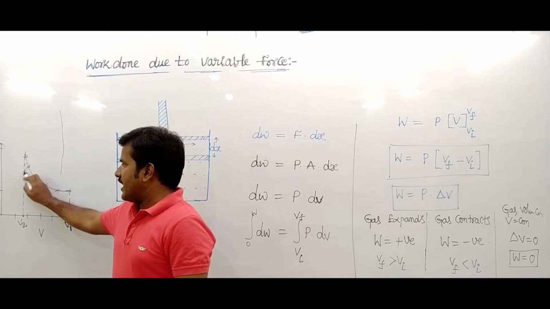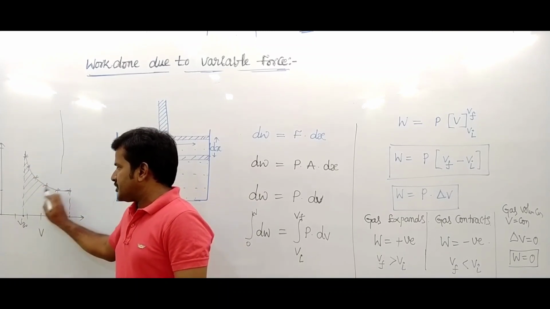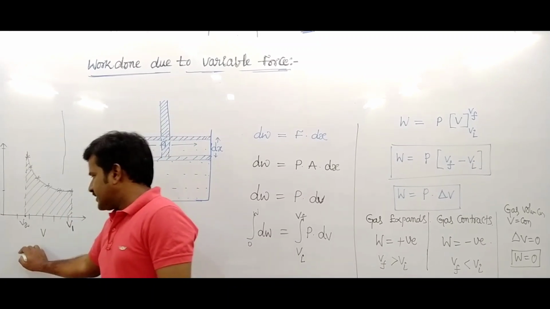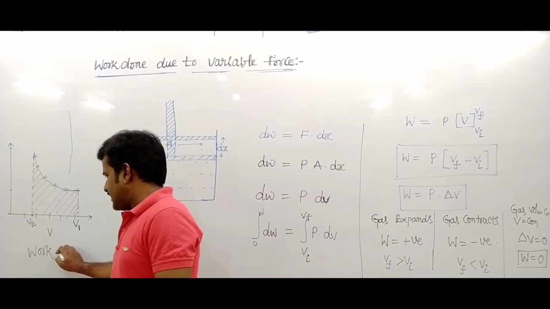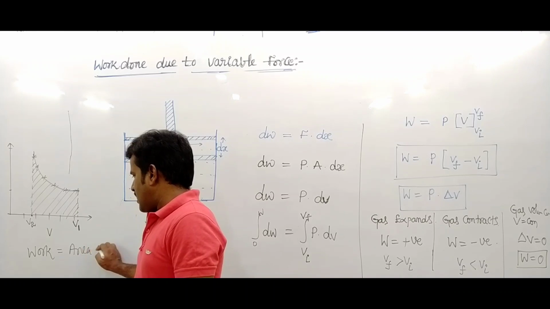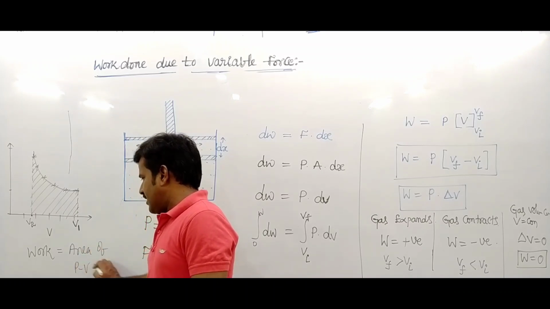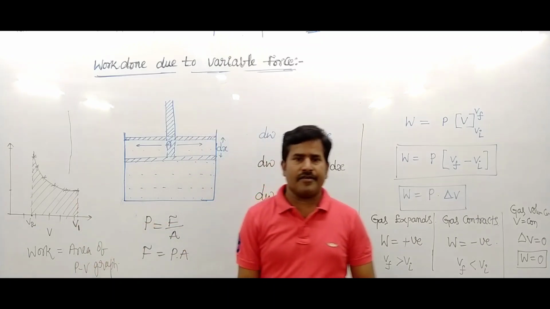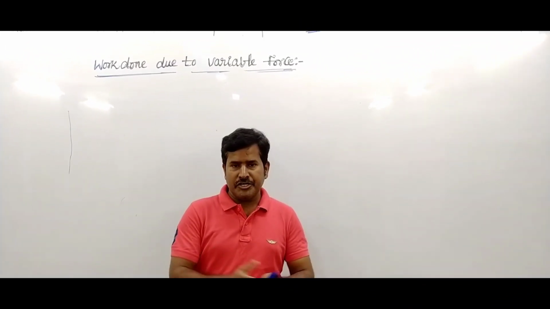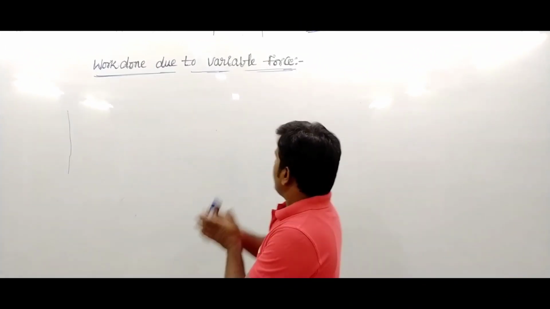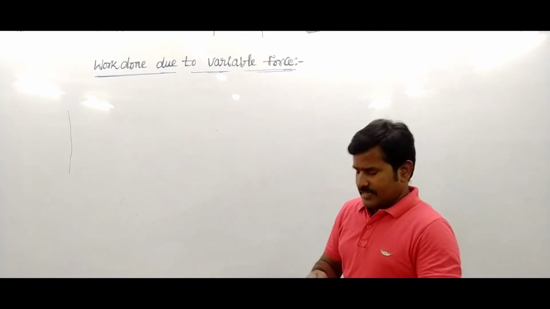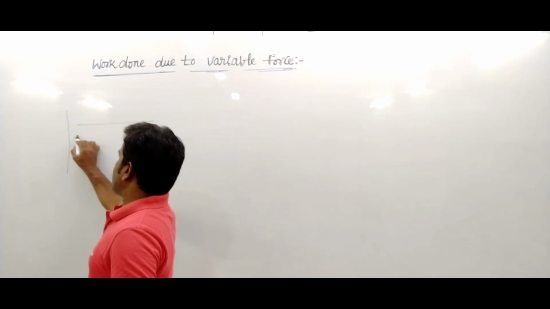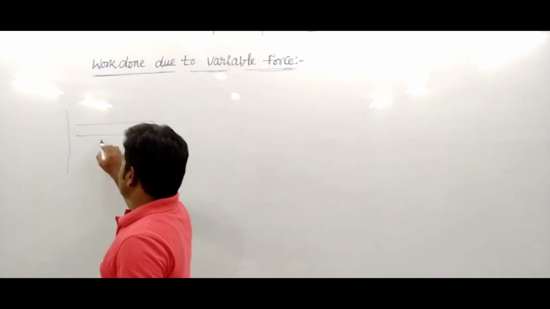The area under the pressure and volume graph indicates work done. Work done is nothing but the area of the PV graph. In the continuation, a variable force provides work. Just an example, which we completed yesterday in the last class.